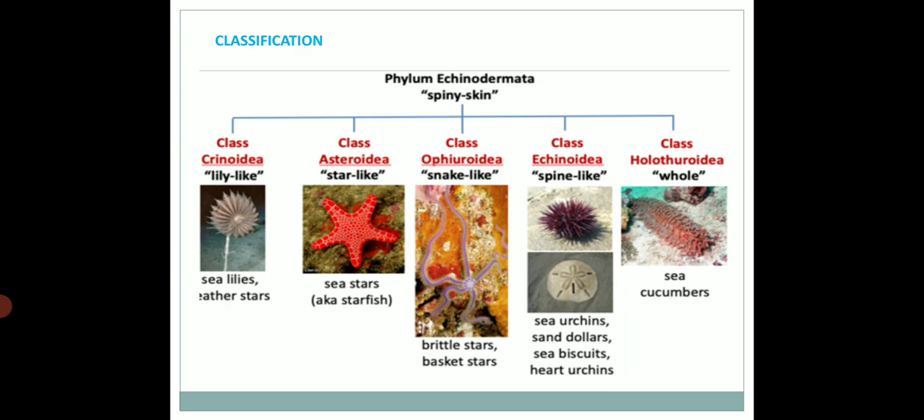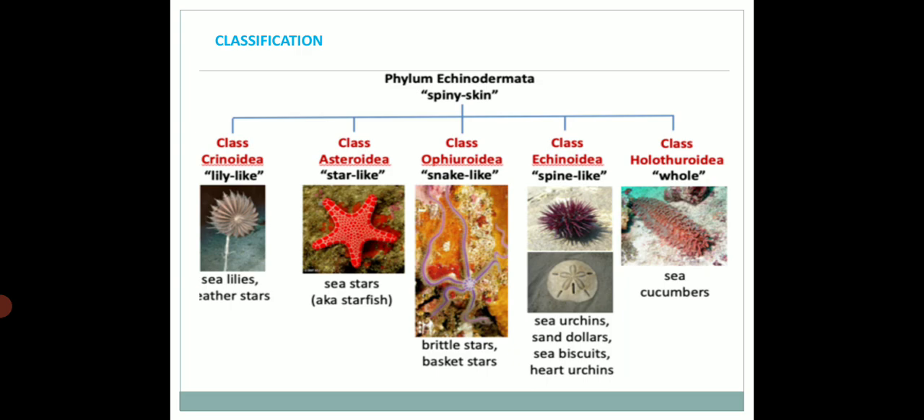Second one, Asteroidea, aster means star-like. For example, sea stars all come under the class Asteroidea. Next one, class Ophiuroidea, which is snake-like. Ophis means snake-like. For example, brittle stars and basket stars come under class Ophiuroidea.